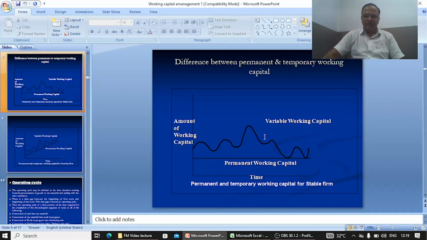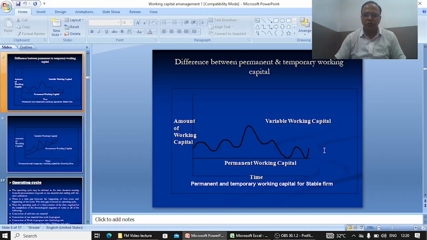Now, this is a chart which is showing variable working capital and permanent working capital. So there is a fluctuation, and where there is a fluctuation, this is variable working capital. Whenever we have to run a business, normally we have two types of working capital. One is permanent and the second is variable. The permanent working capital is a clear line, and where we have certain ups and downs, this is the chart of variable working capital.